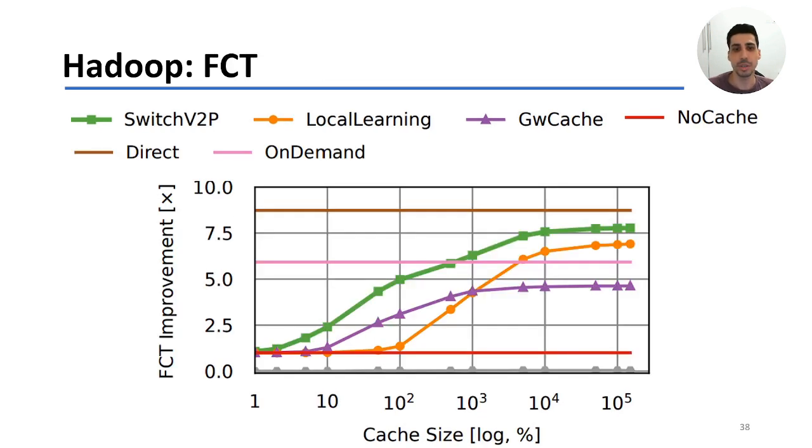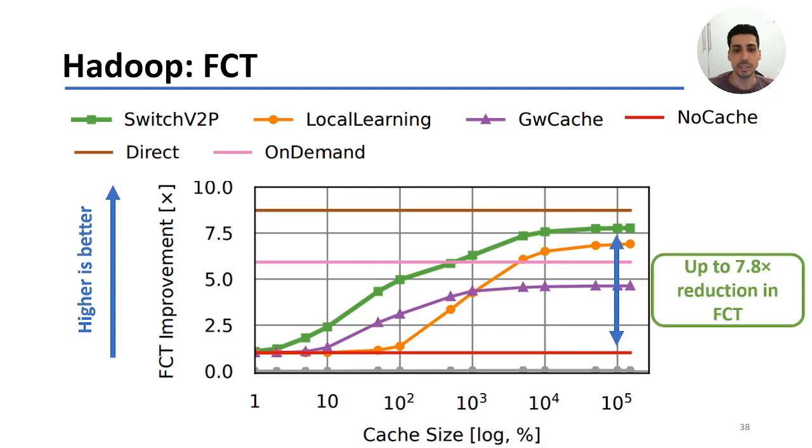This graph shows the flow completion time improvement normalized to no cache, so again, higher is better. We can see that although gateway cache and local learning achieve similar hit rates for large cache sizes, Switch V2P outperforms them because it can place mappings closer to the core, thus it reduces the path that packets take. In addition, Switch V2P also outperforms the on-demand baseline because it allows effective sharing of cache entries. Finally, Switch V2P reduces the flow completion time by a factor of 7.8 compared to no cache.